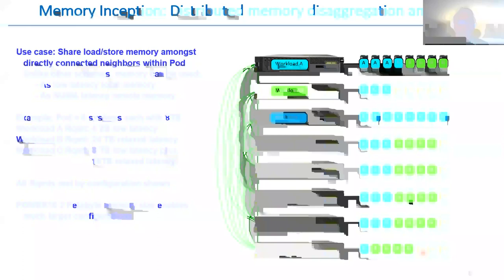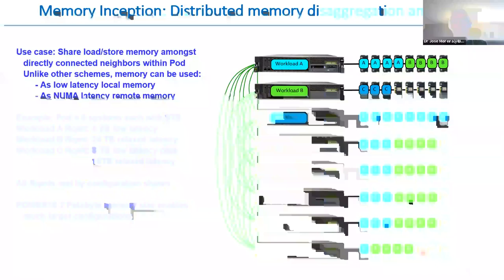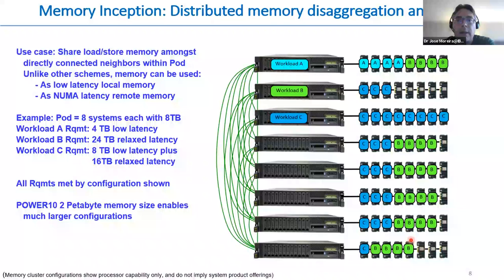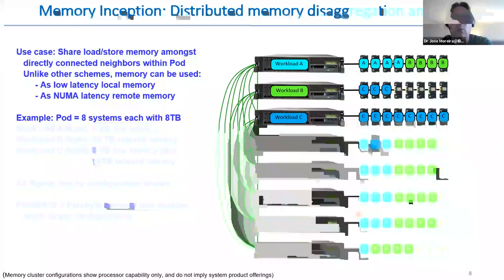So what this allows is the creation of a pool of memory, which can be extremely large because it's the aggregate memory of several servers. And now the workloads which run on a server can collect memory from different servers to build the memory capacity that they actually need. And finally, to show the last configuration, workload C running on this server uses all its local memory, but that's not enough. So it also takes memory from other servers so it can build enough memory capacity to run what it needs.